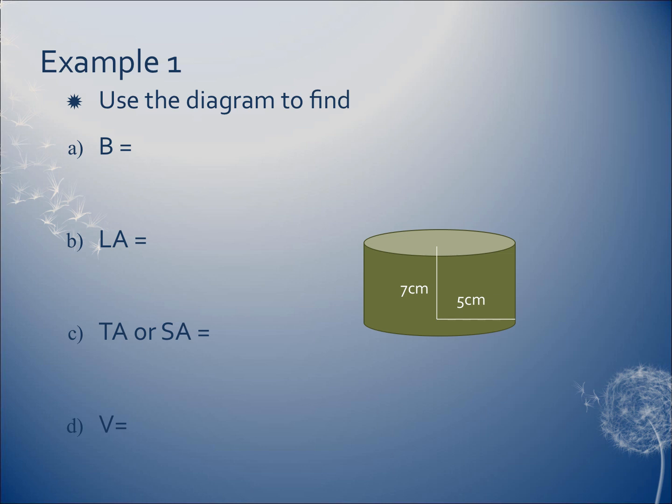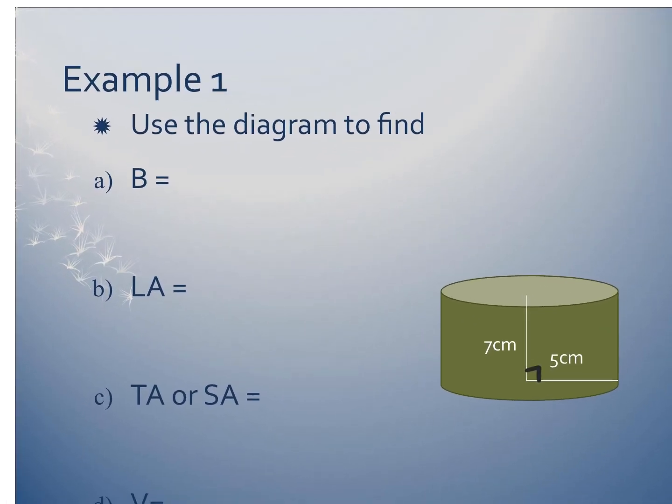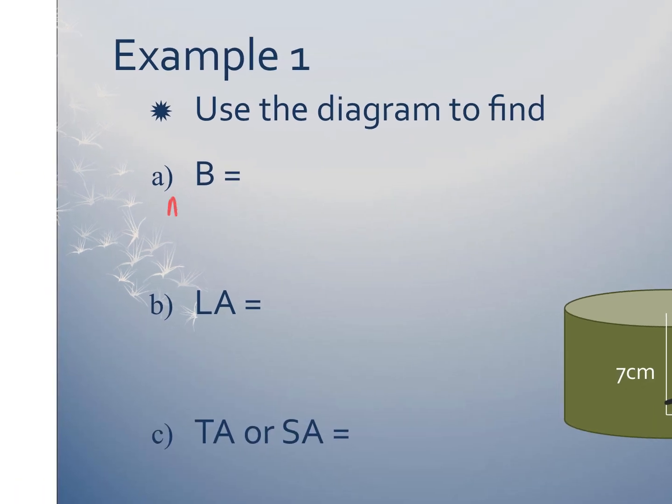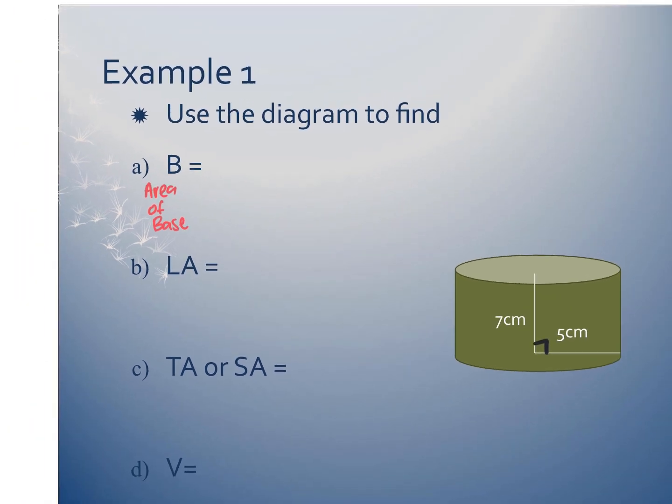Let's do an example. Right now, we have a right cylinder. They probably should have given you a 90-degree angle there so that you know that the 7 is your height. We're asked to find the area of the base, capital B. This capital B represents the area of the base. What shape is the base for a cylinder? What shape is our base? Circle. Very good. So our base is a circle.